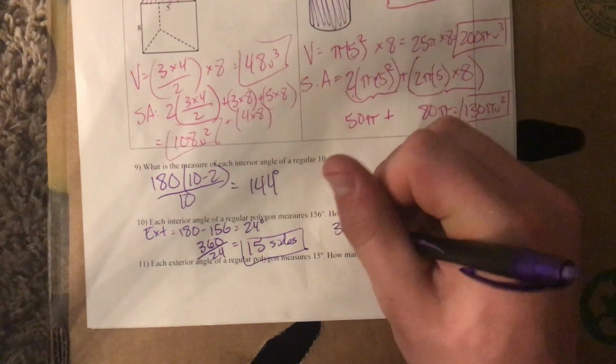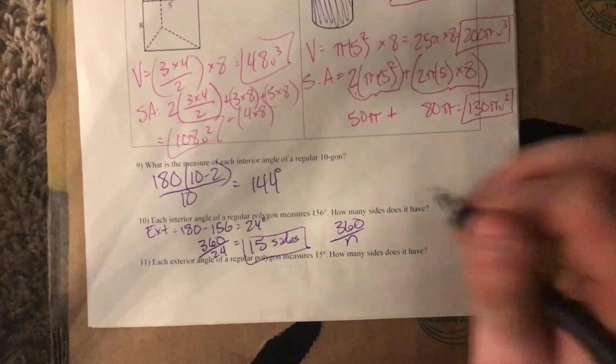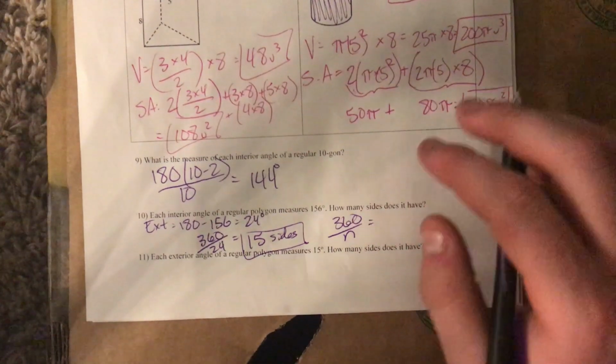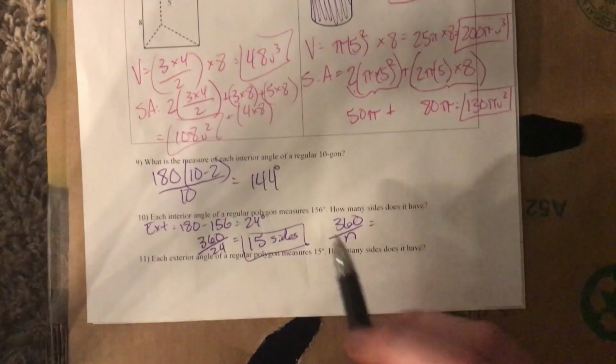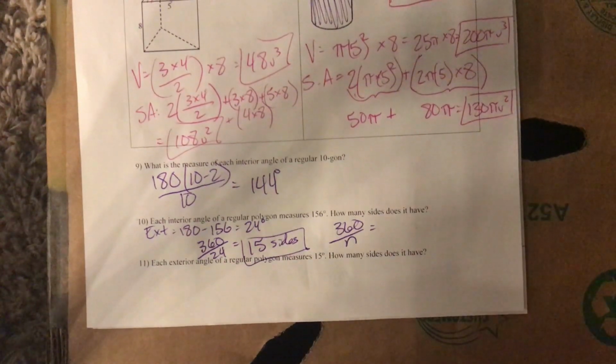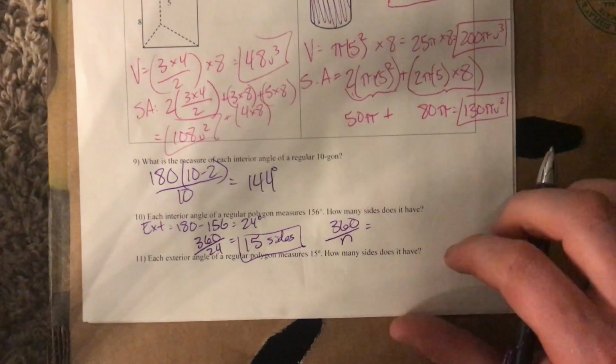All right, that's that 360 divided by n. Doing 360 divided by the number of sides will give you the angle. 360 divided by the angle will give you the number of sides. It's a pretty nice little formula there.